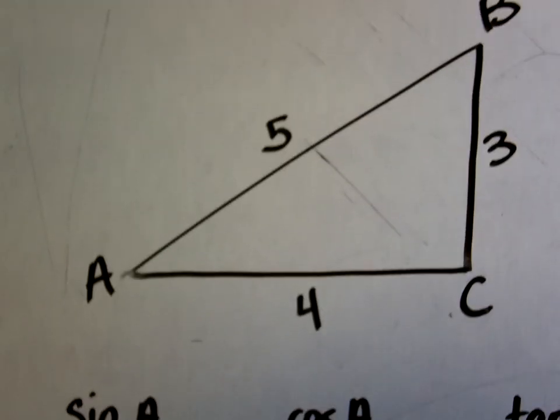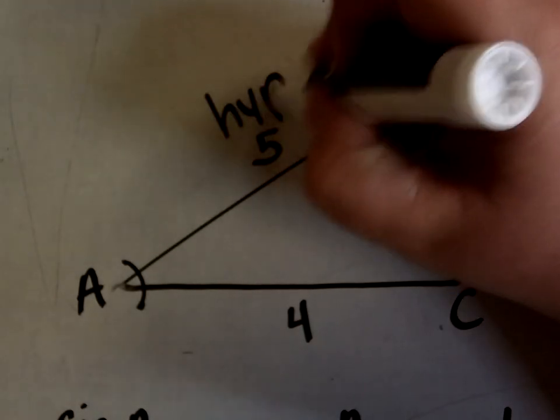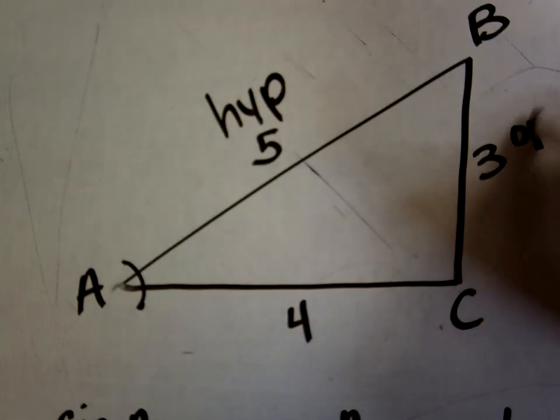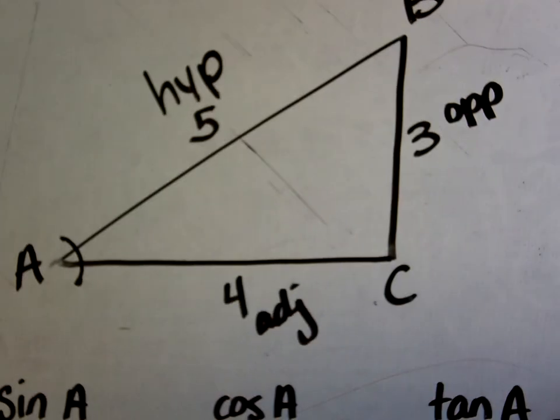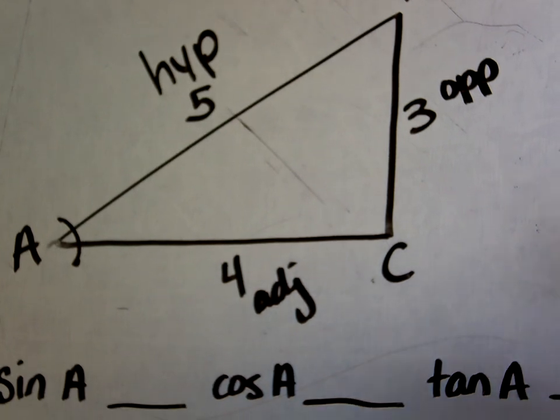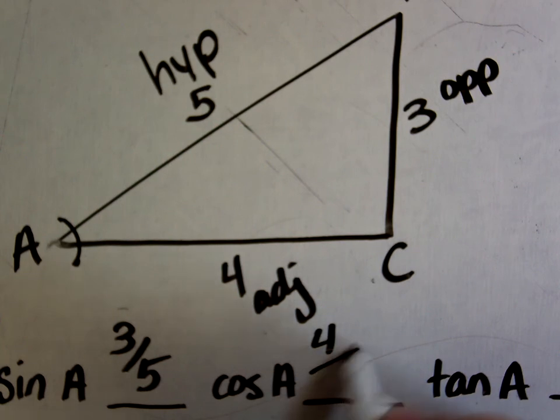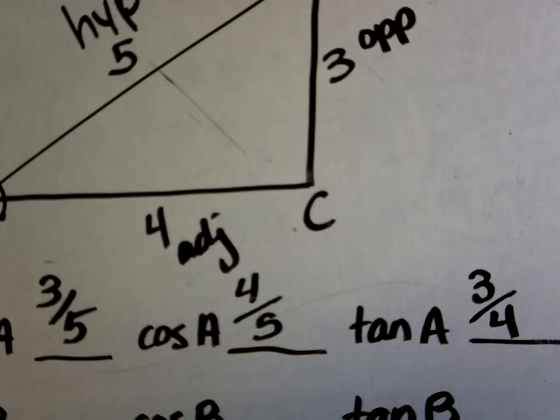I would go ahead and label everything for A first. So here's A. Hypotenuse is going to be the same no matter what. You might want to make sure you're using pencil for the opposite and adjacent if we're about to change from A to B. All right, so for A, 3 is the opposite, 4 is the adjacent, and 5 is the hypotenuse. So the sine would be opposite over hypotenuse. That would be 0.6 as a decimal. The cosine is adjacent over hypotenuse. That would be 0.8 as a decimal. And the tan would be opposite over adjacent, which would be 0.75 as a decimal.